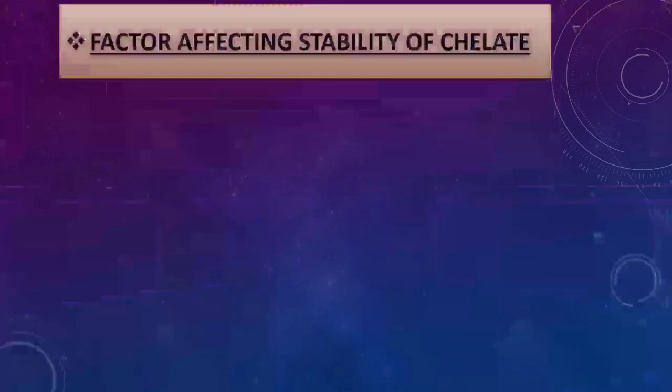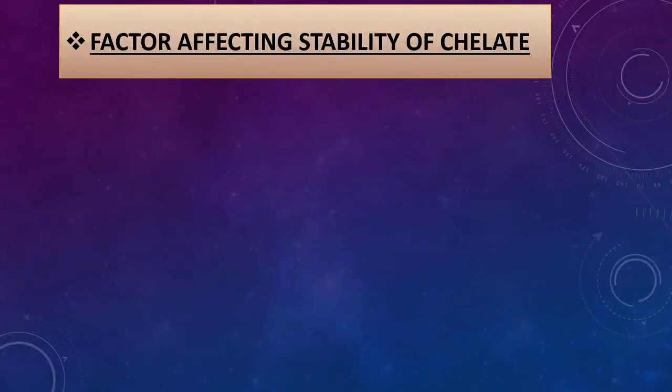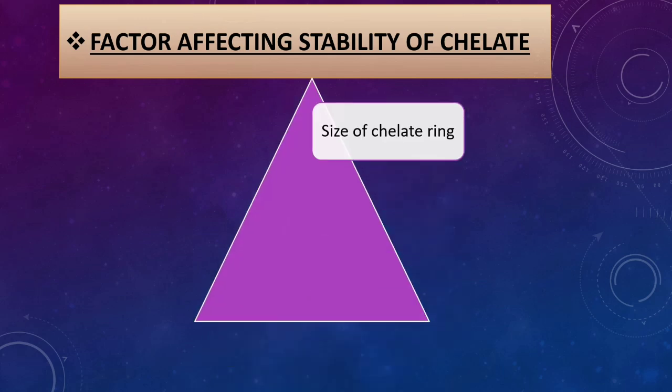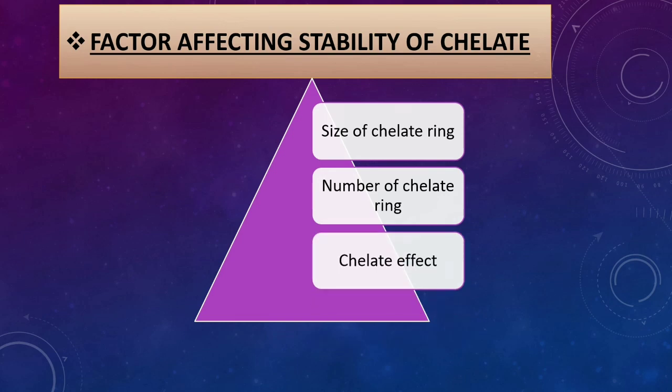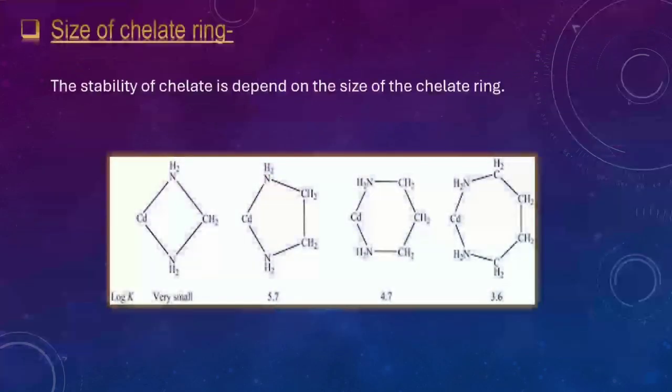Next content is factors affecting stability of chelate. Stability of chelate complex depends upon three main factors, which are size of the chelate ring, number of chelate rings, and chelate effect. So the first factor is size of the chelate ring. The stability of the chelate depends on the size of the chelate ring. It is found that five-member chelate rings, which have almost no strain, are significantly more stable than complexes with six-member chelate rings, which are in turn much more stable than complexes with four and seven-member chelate rings.